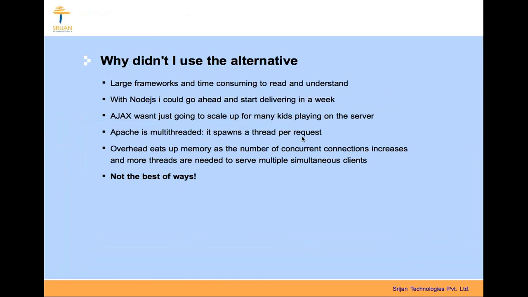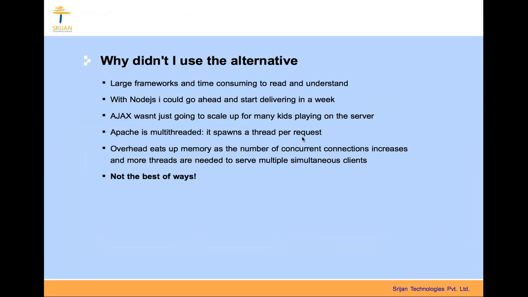Ajax, of course, wasn't going to scale up for many kids playing on the server. We were expecting at least 5 kids playing per game, and with about 8 classes and on average about 50 or 60 kids playing at a time, Ajax would certainly not have scaled up. Of course, the other problem is that Apache is multi-threaded. It spawns a thread and it does not get completed until the request is completed. More on this a little later when I discuss how Node.js works, but largely it became a problem that too many connections would mean that the whole system would be down. So, not the best of ways that we could use.